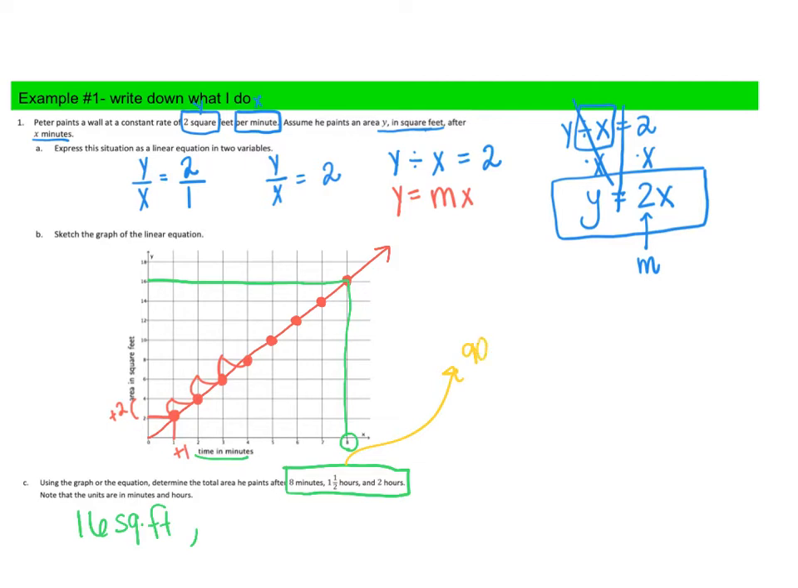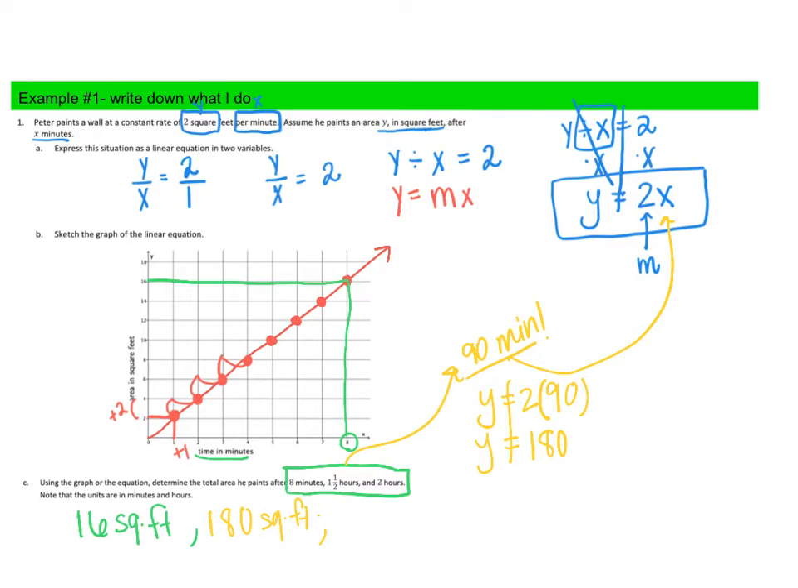This is 90 minutes. My graph only goes up to 8 minutes. So how am I going to find this 90-minute mark? Well, it told me before that my minutes was my x. So all I have to do is plug this in for x, and I will have my answer. So y equals 2 times x, and in this case, I'm doing 90 minutes, right? I'm just going to do my multiplication. 2 times 90, 180. So in an hour and a half, 180 square feet are painted.